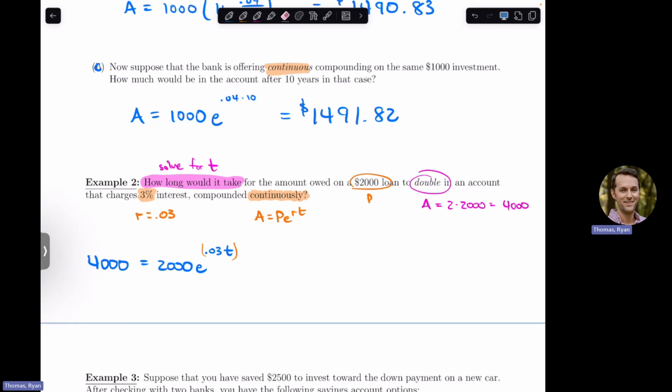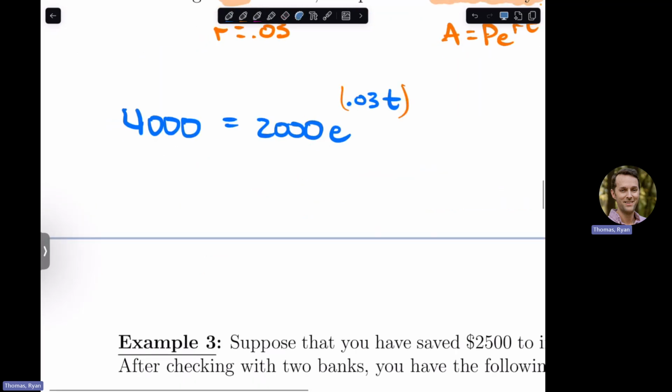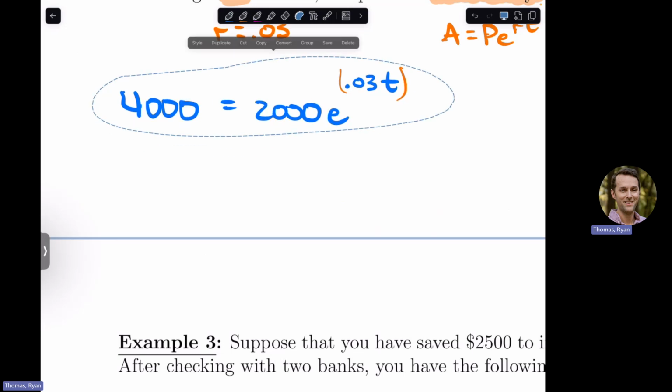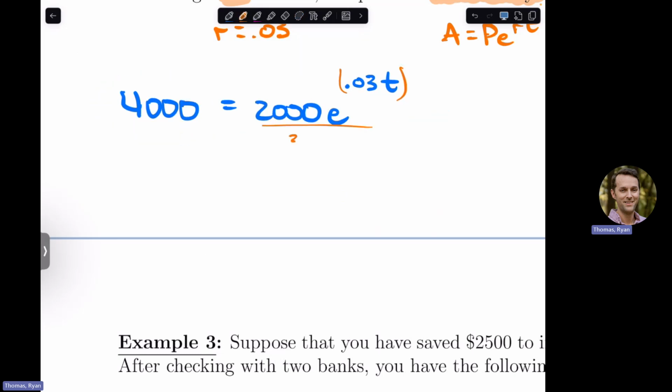Okay, it's an exponential, right? The thing that we want is in an exponent. We got to get it out of the exponent. Divide 2,000. What's 4,000 divided by 2,000? Let's try that again. What's 4,000 divided by 2,000? It's 2.